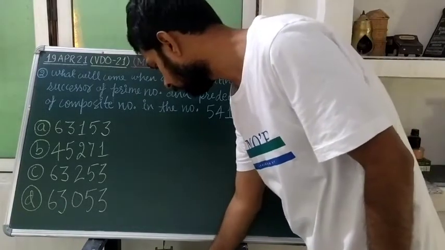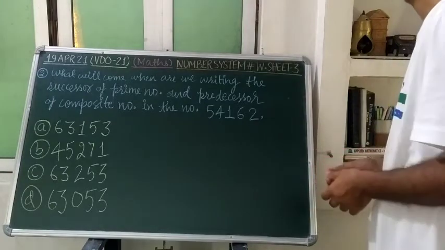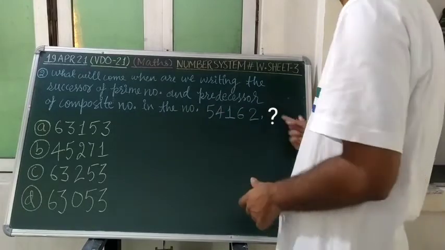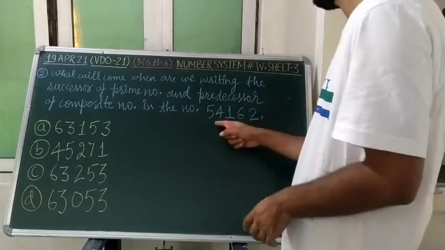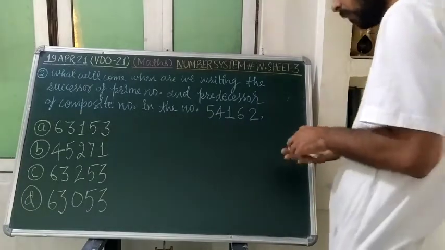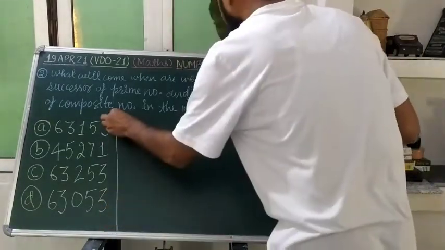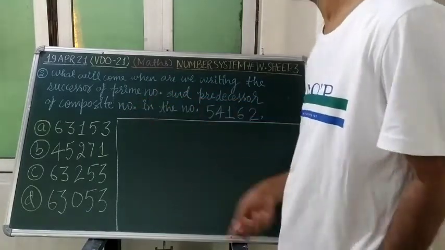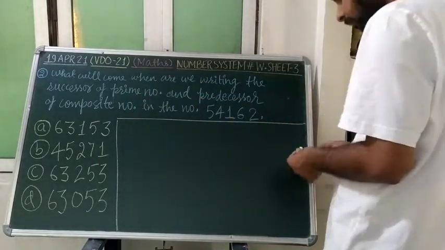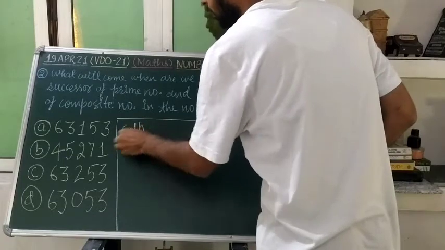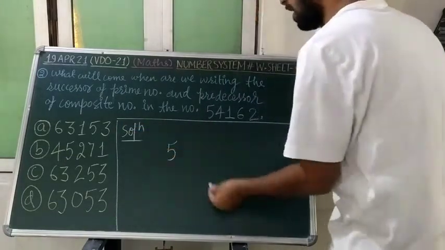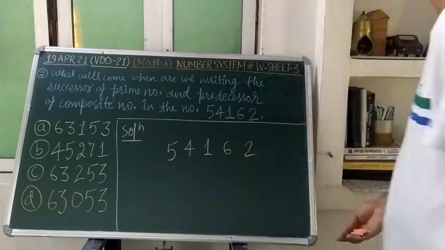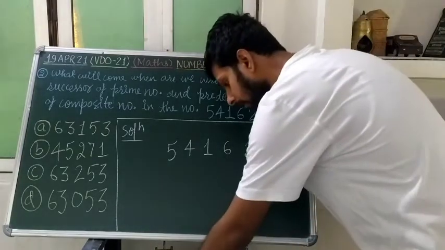The second problem is saying: what will come when we write the successor of prime numbers and predecessor of composite numbers in the number 5, 4, 1, 6, 2. So are we writing the predecessor of prime numbers? No, the successor of prime numbers and the predecessor of composite numbers. Then what will come? So our number is 5, 4, 1, 6, 2. It is present here.